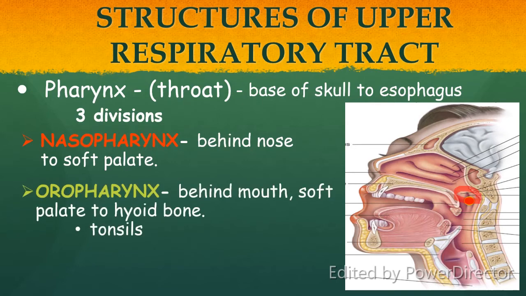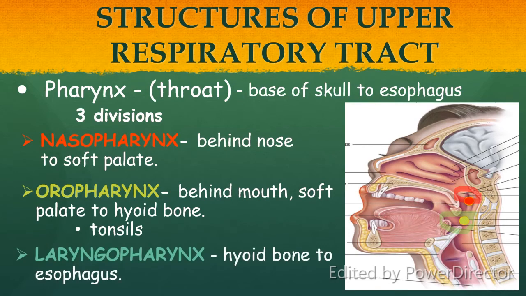The second one is the oropharynx. It is located behind the mouth, from the soft palate to the hyoid bone, or our tonsils. So it is the space behind our mouth. And the last one is the laryngopharynx, which is located from the hyoid bone to the esophagus. So here it is. That is the third division of the pharynx.